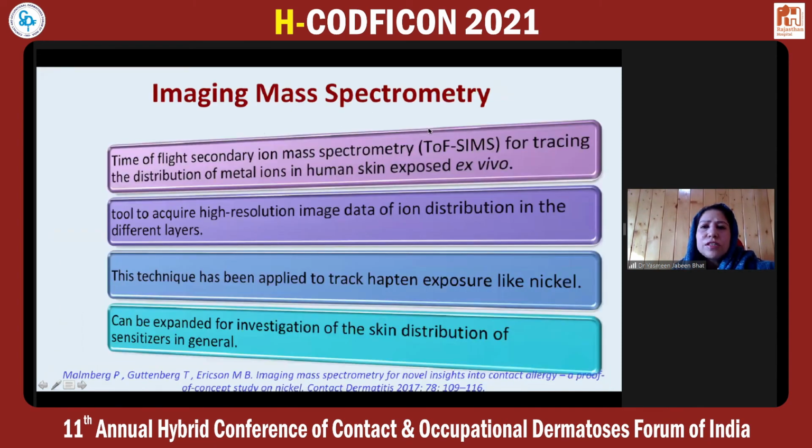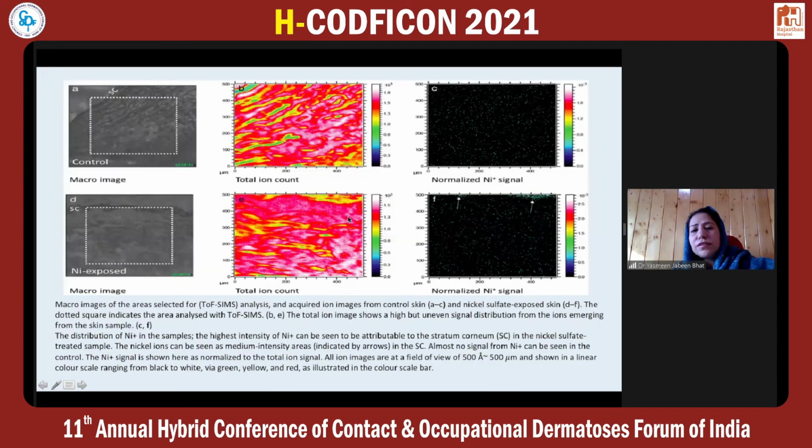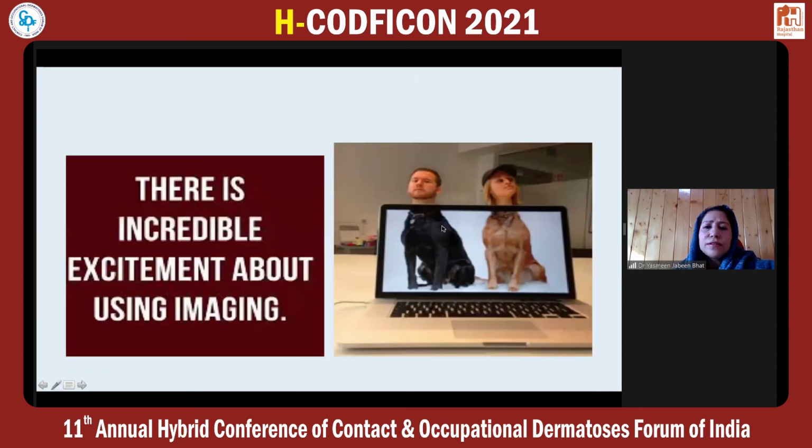Then we have imaging mass spectrometry, a tool to acquire high resolution image data of ions in the different layers of the skin, especially for hapten exposure like nickel, and it can be expanded for investigation of skin distribution of sensitizers in general. This is the imaging which shows the levels of nickel in various layers of the skin. It can be used for other metals as well.